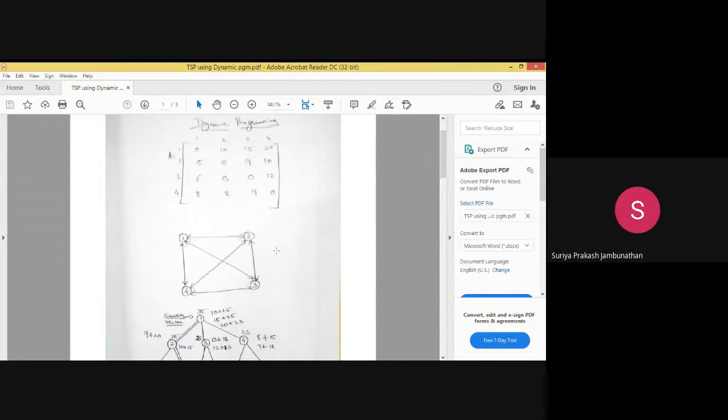So today we're going to discuss the traveling salesman problem with the use of dynamic programming. In the traveling salesman problem, we have a 4 cross 4 matrix, named A. We have 4 rows and 4 columns. The rows are denoted as 1, 2, 3, 4, and in the same way the columns are 1, 2, 3, 4.